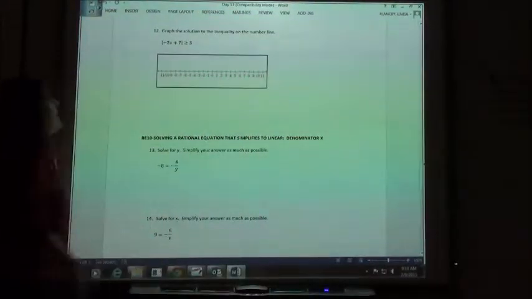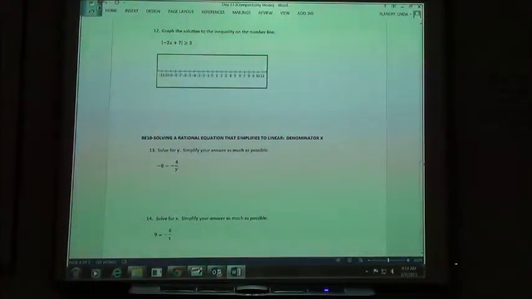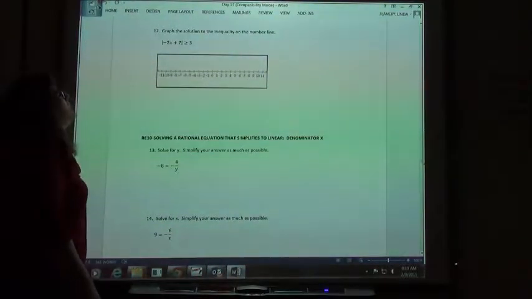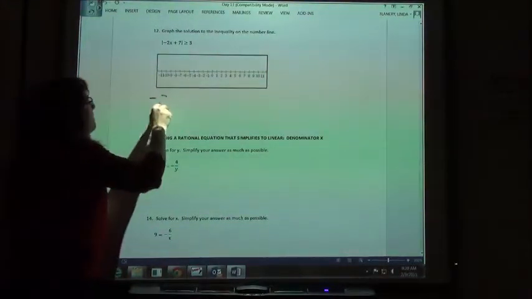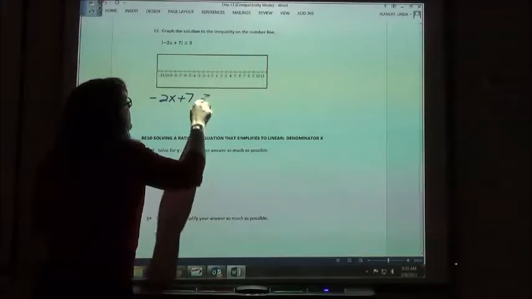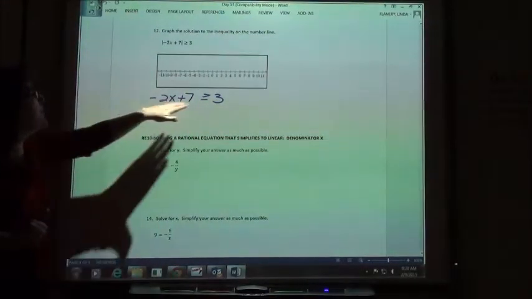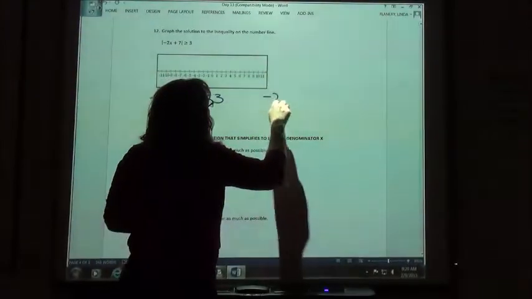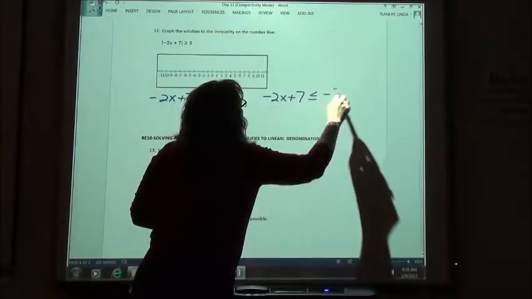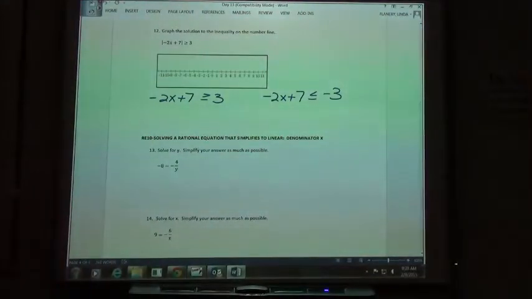Number 12. If I have the absolute value of negative 2x plus 7 is greater than or equal to 3, what should my two problems be? Negative 2x plus 7 is greater than or equal to 3. The same problem, just without the absolute values. And then my second problem should be negative 2x plus 7 is less than or equal to negative 3. Exactly, flipping my inequality and then changing the sign.